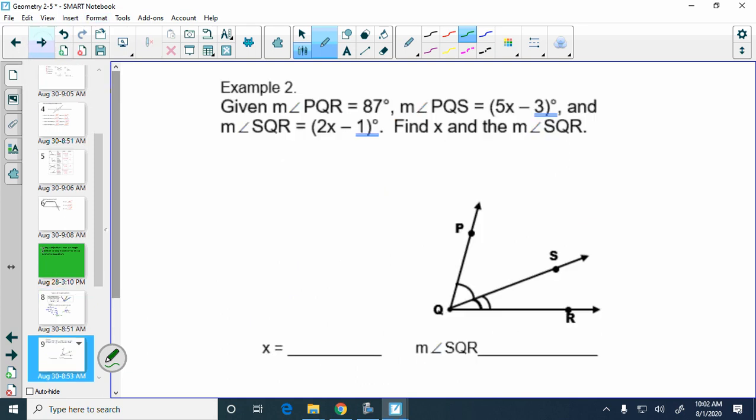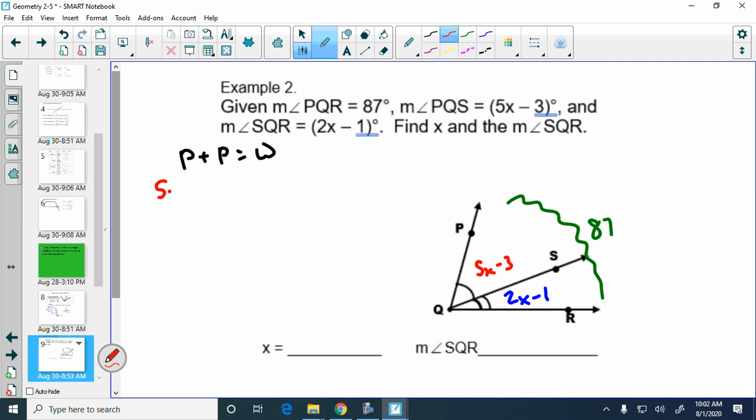All right, let's look at example 2. Given that PQR, the whole thing, is 87, and PQS is 5x minus 3, and SQR is 2x minus 1, find x and SQR. Okay, well, the part plus the part equals the whole. So 5x minus 3 plus 2x minus 1 equals 87.